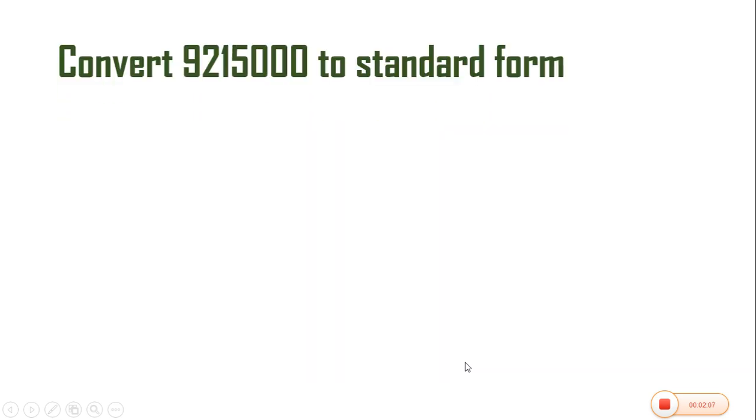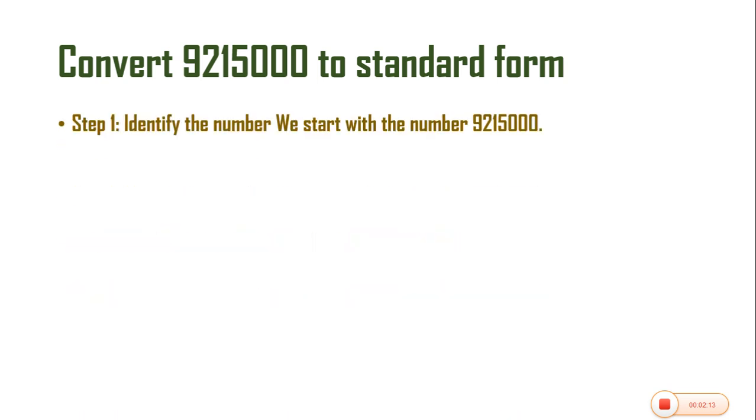Let's take another example. Convert 9,215,000 to standard form. Step 1. Identify the number. This 9,215,000 has 7 figures: 1, 2, 3, 4, 5, 6, 7. 7 figures. So we'll be subtracting 1 from 7. That will give us 6.